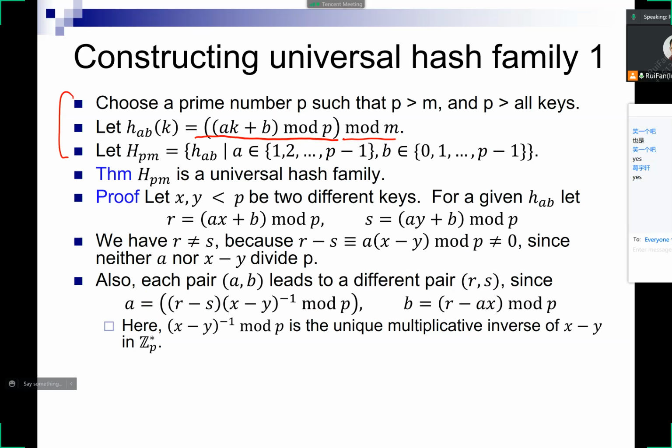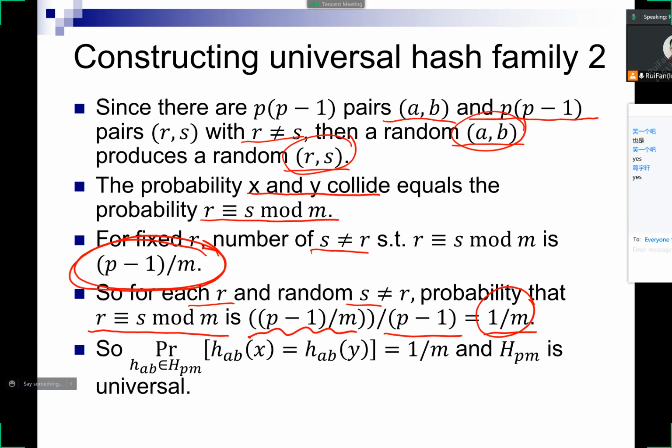Are there any questions about this? Okay, yeah, so this is one possible construction for a universal hash family. And once you have this, you have the property that in expectation, any operation is going to take expected time n divided by m.